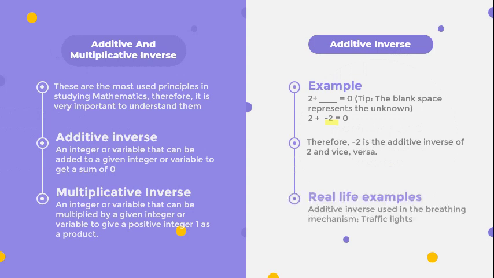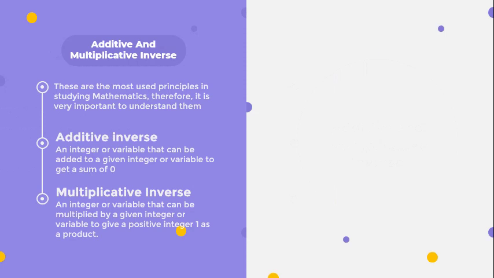Additive inverse is used in the breathing mechanism. Did you know that? Let us explain it. As a person is breathing, you inhale and exhale, which means you breathe in and breathe out. Those are two opposite actions. Here is another one. Traffic lights. For those traffic lights to turn on and off, it means they have to go to 0. They are resetting, so to speak.